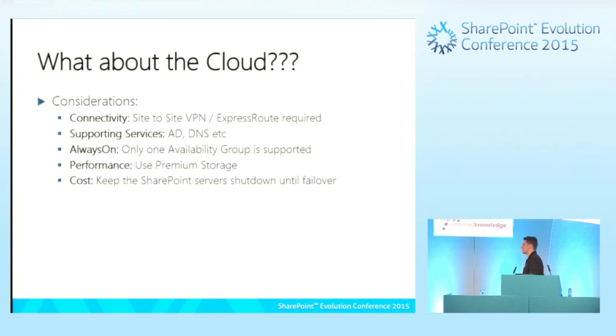The other point is performance. Premium storage that's just been released provides SSD storage capability, so you get more IOPS and a more on-prem style performance from Azure. And last but not least, cost. The recommendation would be to keep any SharePoint servers that you've got within your disaster recovery farm shut down until failover. Maybe bring them up if you need to make any configuration changes, but to keep costs down, keep them shut down. Essentially in Azure, all you should need is your SQL box and your AD DNS to be online constantly for replication. Your SharePoint servers could be shut down.